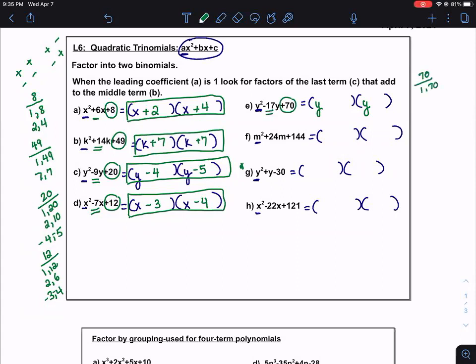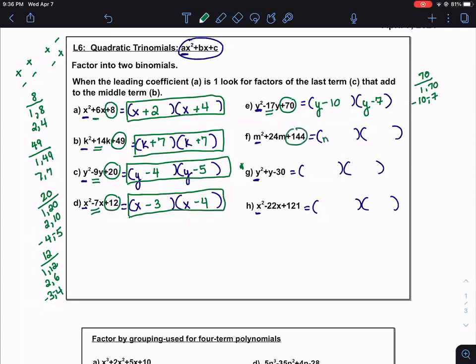Now, you should really be a little more on a mental thing with this. If you just think about the numbers, 10 and 7 multiply to 70, but if they're both negative, they will add to negative 17. So you don't want to go through every pair of factors at times, because that could also be very time consuming.